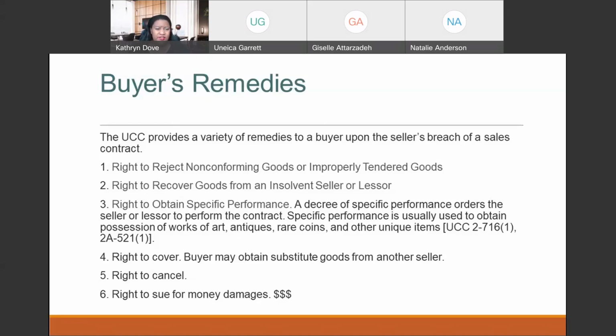If one seller does not deliver conforming goods, the buyer has a right, and in some cases a duty, to get substitute goods from another seller to reduce your damages. The buyer can cancel, and of course, has the right to sue for money damages. Okay, Unica, what would you want your client to do in the event of a breach of contract? Which one of these remedies would you recommend?